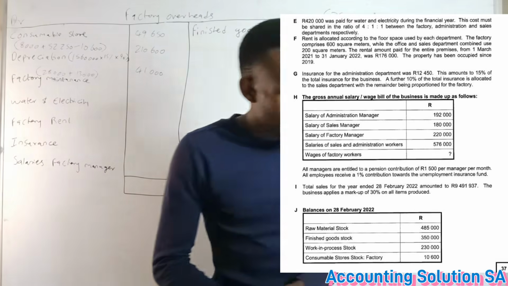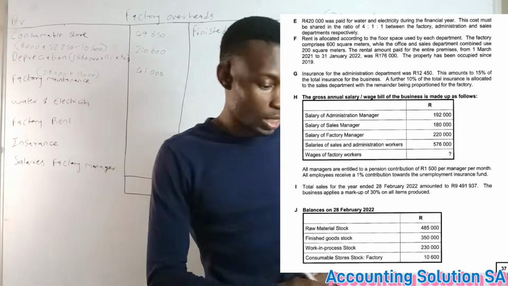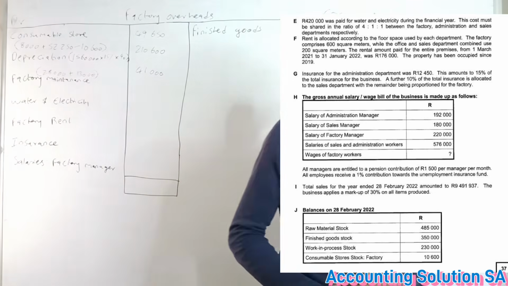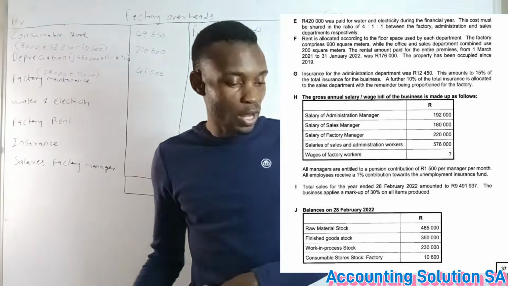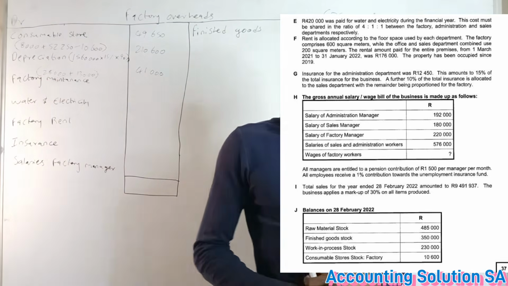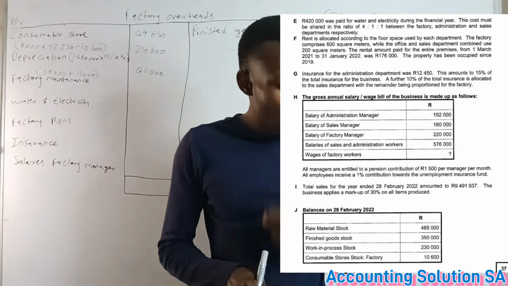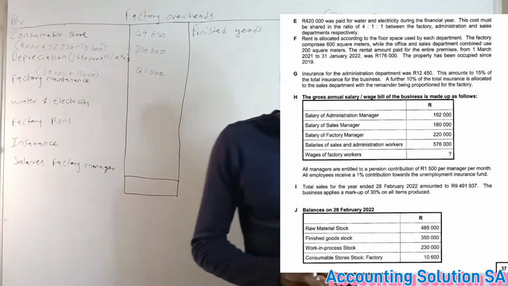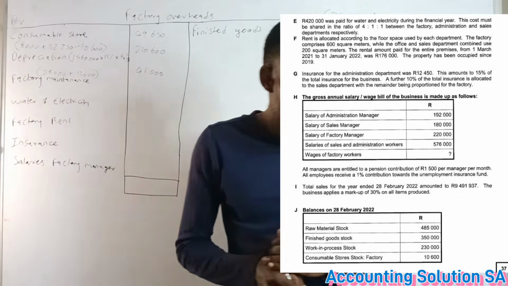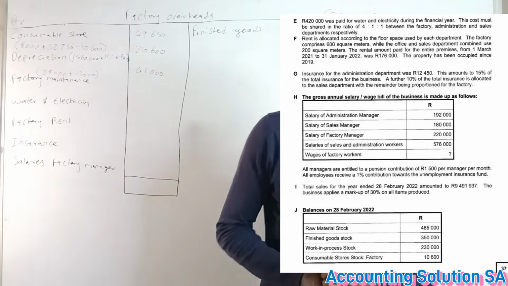420 was paid for water and electricity. Yes, we know that water and electricity belong to factory maintenance. But we know that some water and electricity can be used for admin or for the sales department. Okay, let's read the transaction in detail. 420 was paid for water and electricity during the financial year. This cost must be shared in a ratio of 4:1:1 between the factory, admin, and sales department respectively.